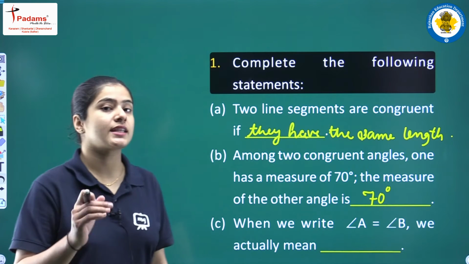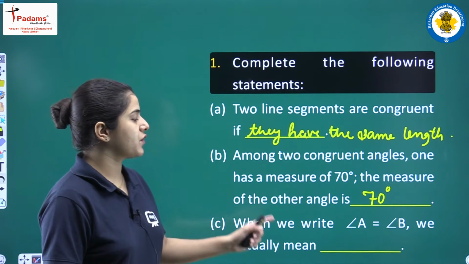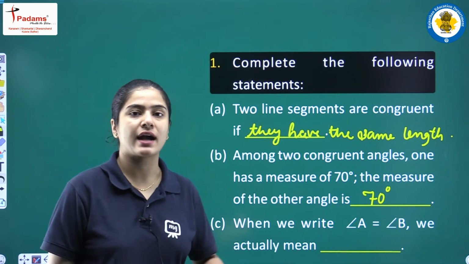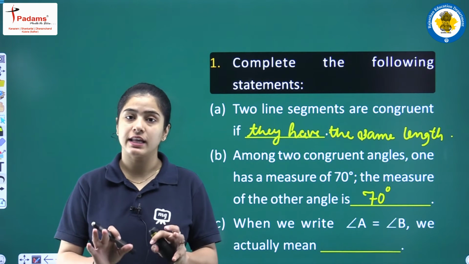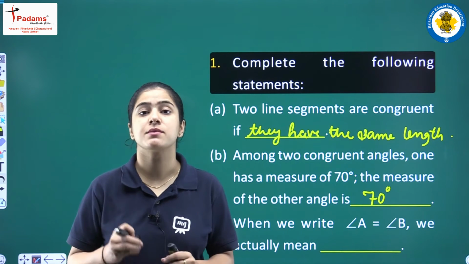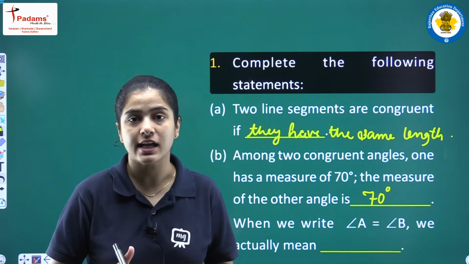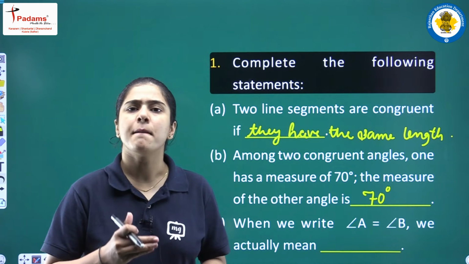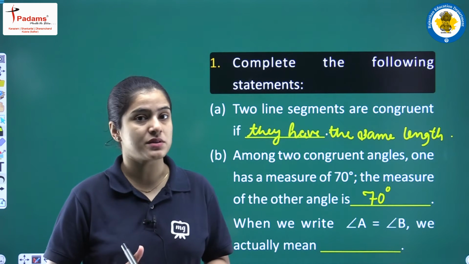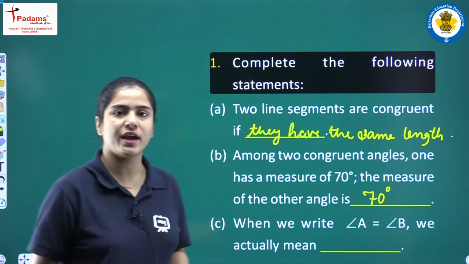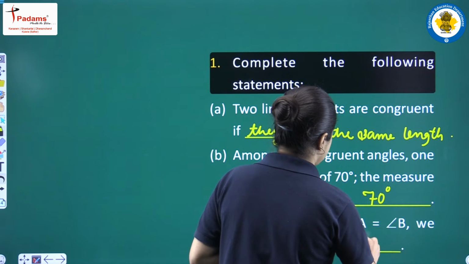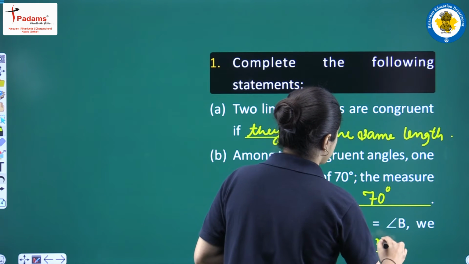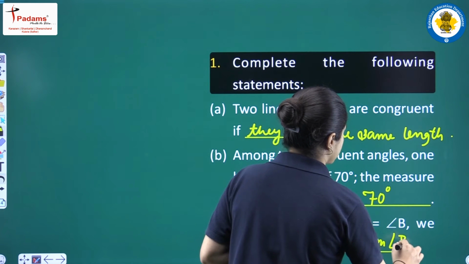Alright students, looking at the next statement, when we write angle A is equal to angle B, we actually mean, अगर हम ये लिख रहे हैं कि angle A और angle B आपस में equal हैं, तो हम क्या कहना चाह रहे हैं कि actually measure of angle A is equal to measure of angle B. So we mean measure of angle A is equal to measure of angle B.